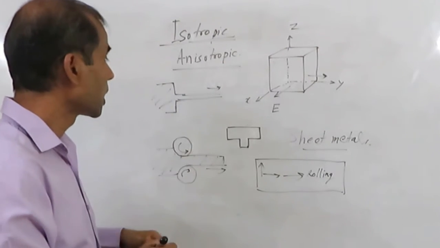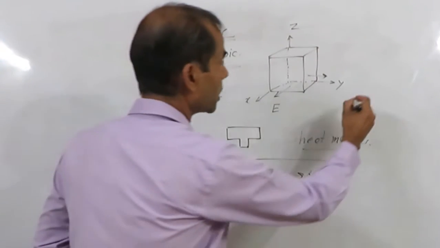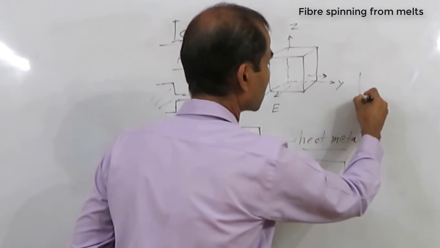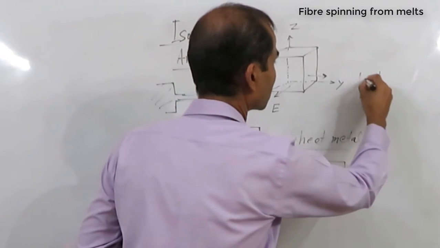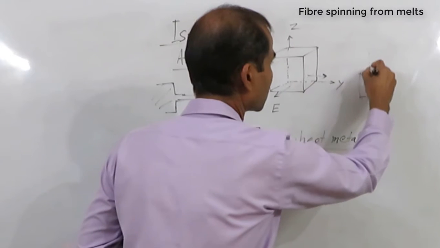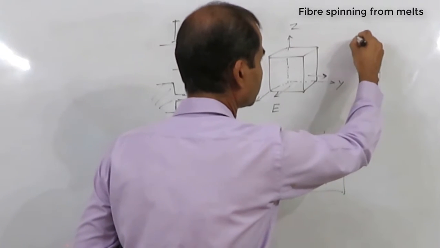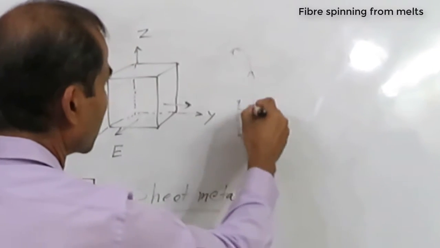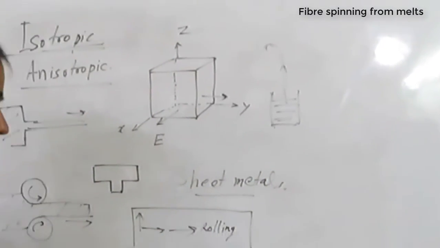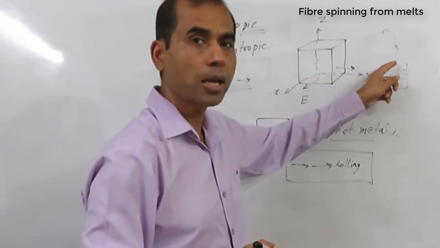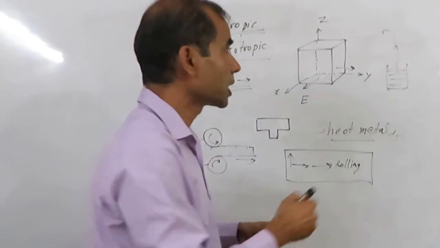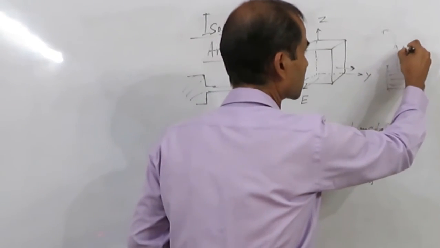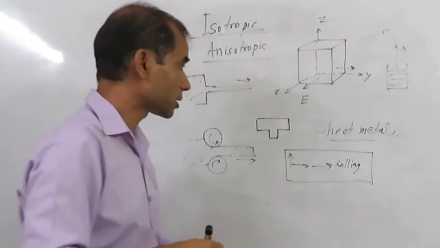So drawing, as well as, for example, making fiber by fiber spinning process. So from the melt we can spin the fiber. In this case also the fiber will have different properties in the longitudinal direction than in the transverse direction.